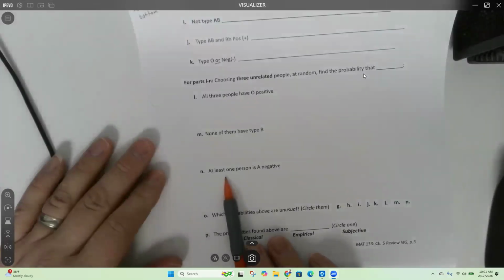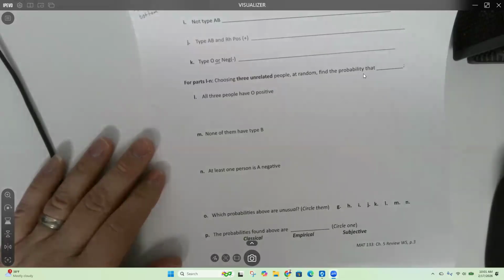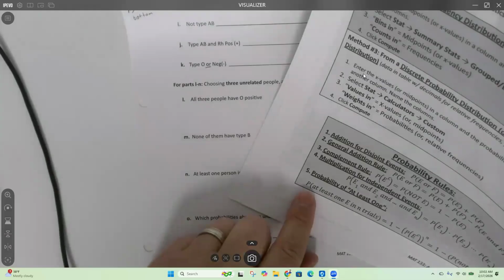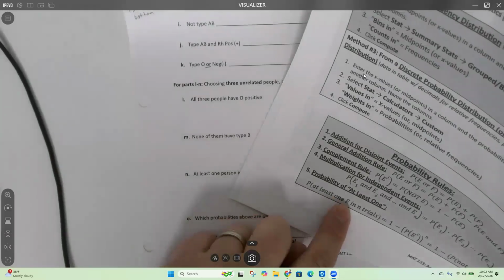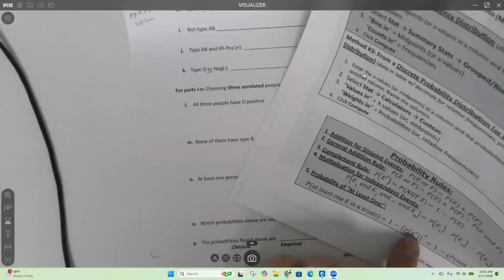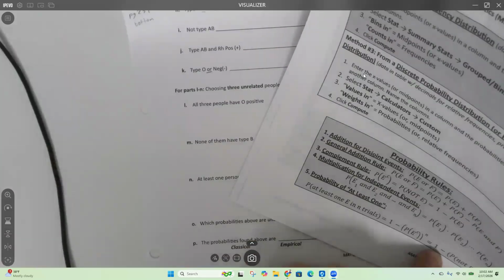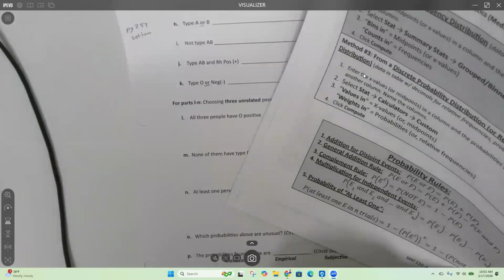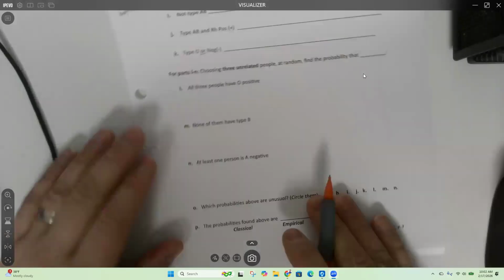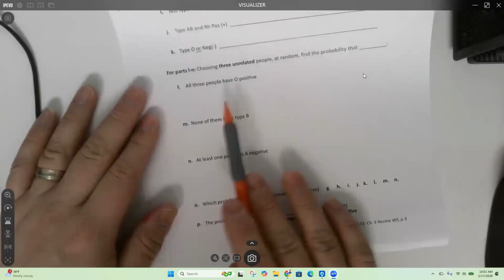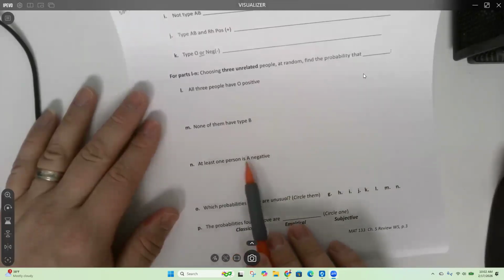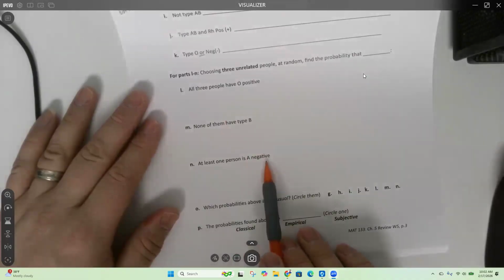This one's tricky. Probability of at least one. So we should probably do that one. The probability of at least one event in n trials is this crazy thing, which you could also do as this crazy thing. So let's actually look at that one. Three unrelated people. Find the probability that at least one person is A negative.